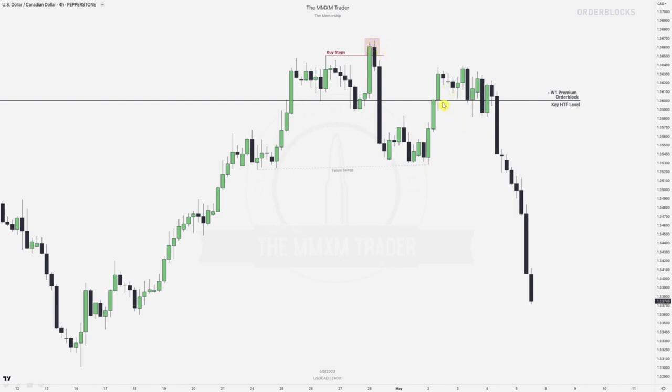Now what is a high probability order block in this piece of price action? If your eye went to this up close candle, that is correct, because we take buy stops previously and break down structure afterwards. And remember, those order blocks need to form at a key level. And what is our higher time frame key level? We've got that weekly premium order block.